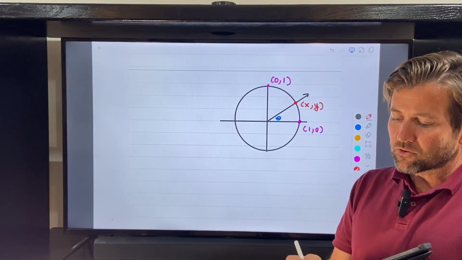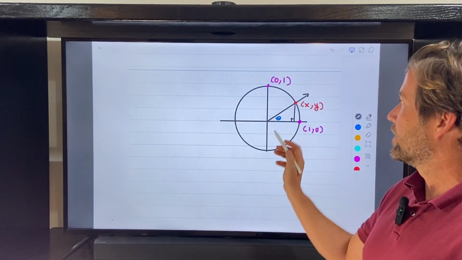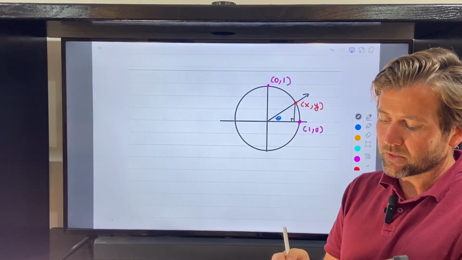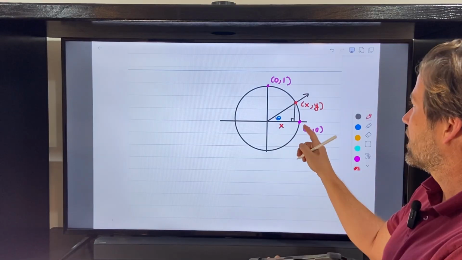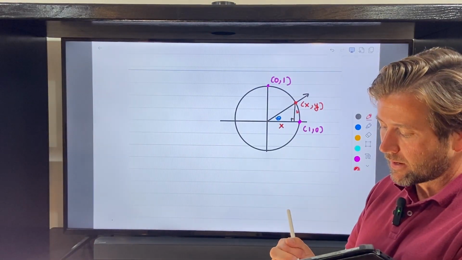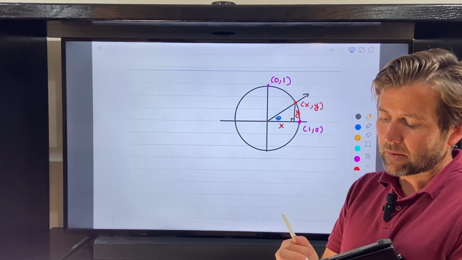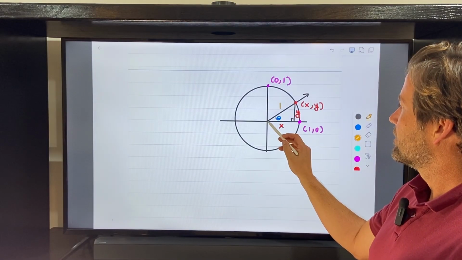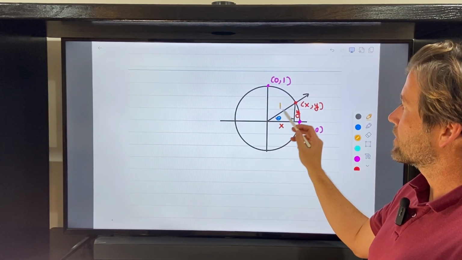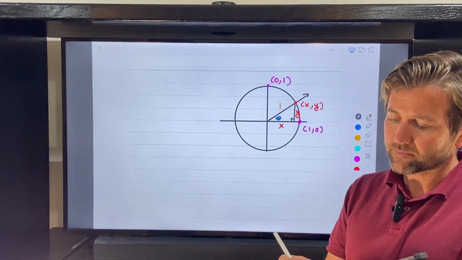All right, so if I draw a right triangle here, we know the base length of this triangle would be the letter x, and the height of this triangle would be the letter y. Now, because this is a unit circle, the hypotenuse will be 1. From the origin to this point on the circle, that's the radius of the circle, and since it's a unit circle, that radius is 1.